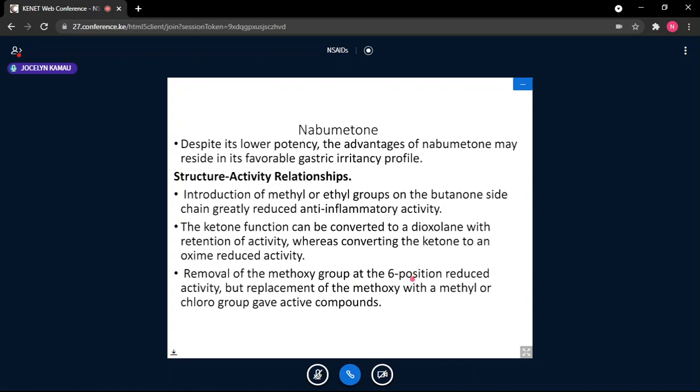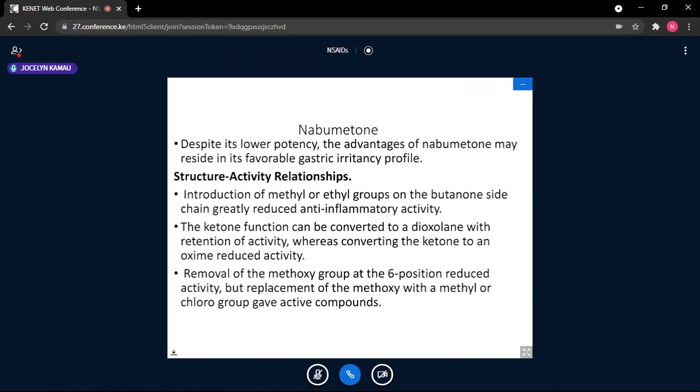Removal of the methoxy group at the 6th position also reduced activity, but replacement of the methoxy group with a methyl or a chloro gave compounds that had activity. Remember, we did mention that those positions are a bit flexible. You cannot remove it, but you can replace it with other groups like methyl or chloro with retention of activity.